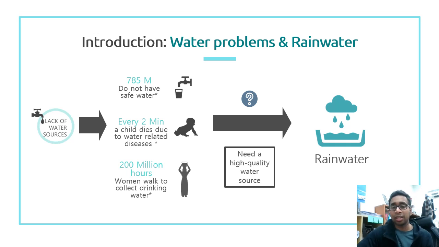water. So from these statistics, we clearly highlighted that there's a need to find a high quality water source, and that water source has been identified as rainwater because it has a short pollutant inflow route. So because of its short pollutant inflow route, there's small pollution in rainwater, which makes it very easy and economical to convert into potable water.